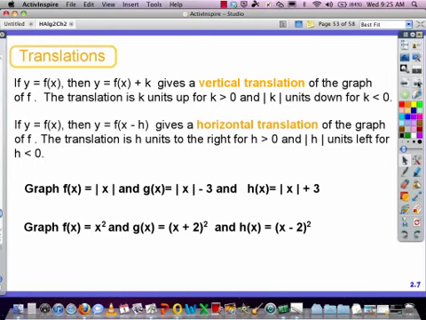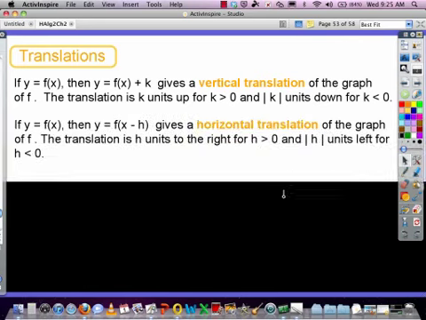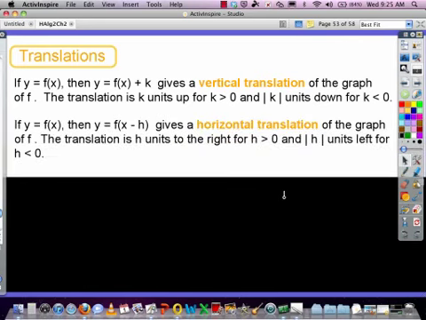If you have a function, then you have the same function with a component added to it, like k. This would give us a vertical translation of the graph. It would move up or down. Now notice, the translation is k units up if k is greater than 0, and the absolute value of k units down for k less than 0. So if k is positive, it moves up. If k is negative, it moves down.